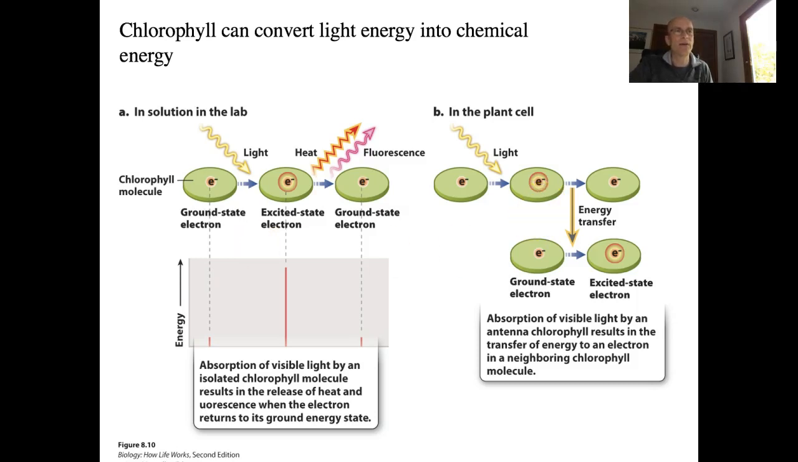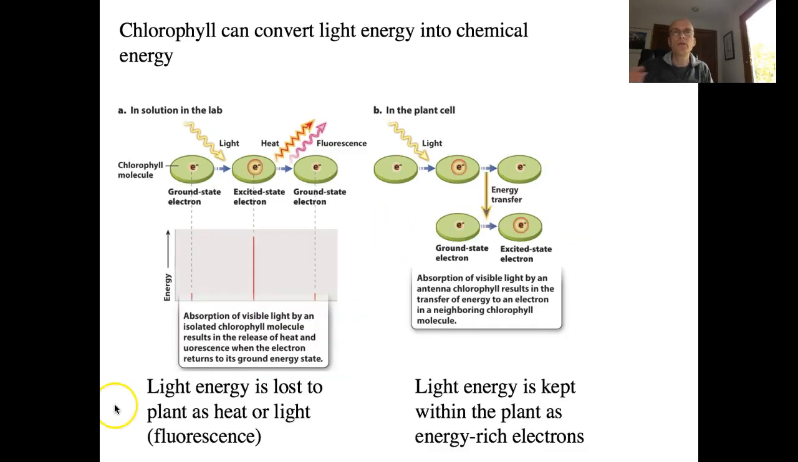Now, that can't happen forever, but it can go on for a little while. In the meantime, these electrons can collect energy, that's why they're called antenna molecules, until it gets transferred to what's called a reaction center. Those are basically special chlorophyll molecules where other things occur. And I'll show you what occurs in those reaction centers in just a second. But for right now, just try to remember that light energy is lost to the plant as heat or light if it's a solution in the lab, if it's not in the plant cell.